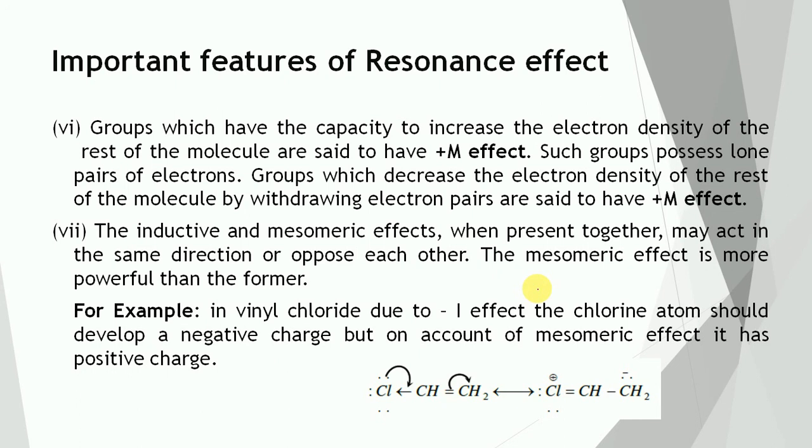Groups which have the capacity to increase the electron density of the rest of the molecule are said to have plus M effect. Such a group possesses a lone pair of electrons. Groups which decrease the electron density of the rest of the molecule by withdrawing the electron pair are said to have minus I effect. The inductive and mesomeric effects, when present together, may act in the same direction or oppose each other. The mesomeric effect is more powerful than the former.